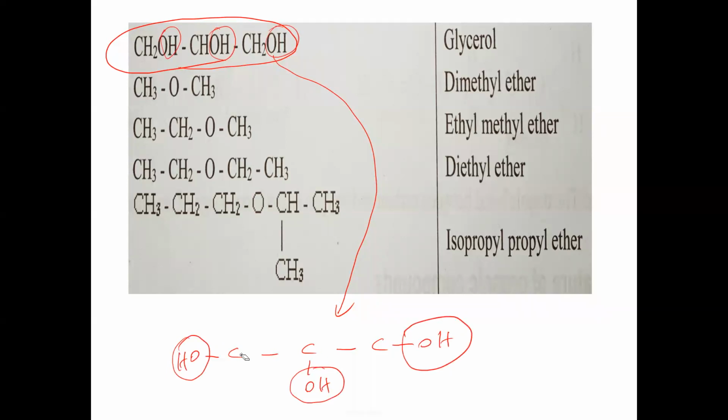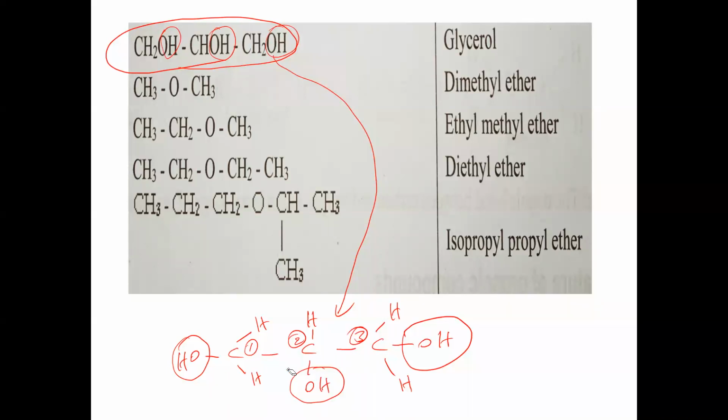Okay. Now each carbon should have how many bonds? Totally 4 bonds must be present. This carbon already has how many? 2. So the remaining 2 bonds are with hydrogens. And this carbon already has 1, 2, 3 bonds. So 1 bond with hydrogen. This carbon has already 2 bonds. So the remaining 2 bonds are with hydrogen atoms. Now check it here. CH2OH, CHOH, CH2OH. In this, how many carbon atoms are totally present? 3 carbon atoms. So here we take the first carbon, second carbon, third carbon. So 3 carbon atoms are totally present in this parent chain.